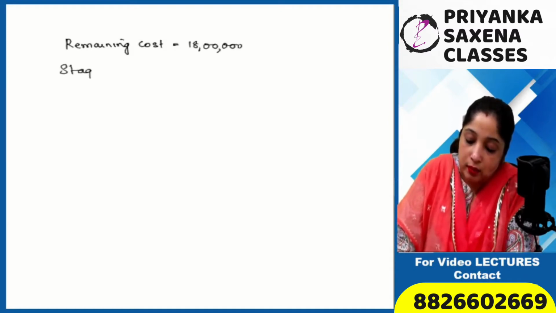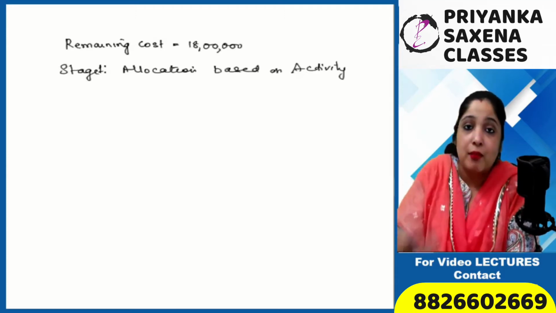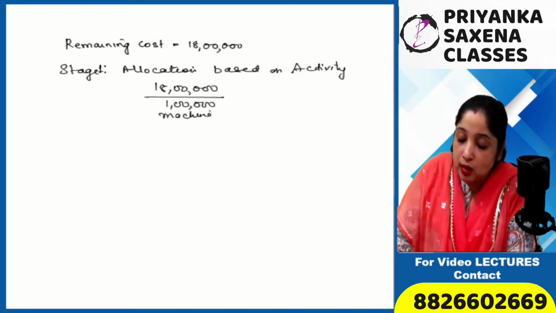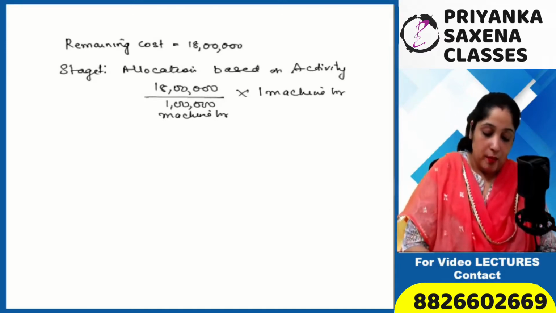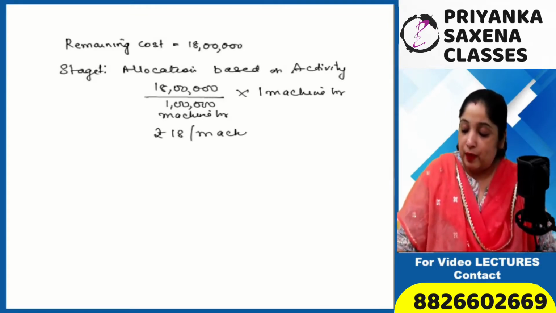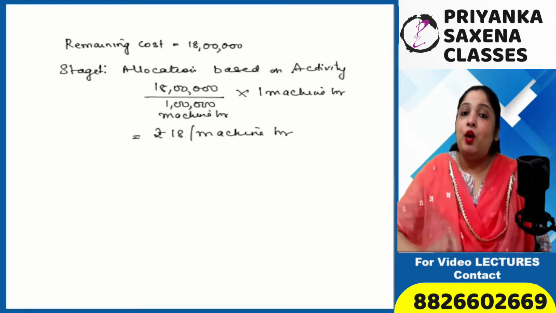Now stage 1, allocation based on activity. This cost is incurred because you are running the machine. So 18 lakh is attributable to 1 lakh machine hours. You run the machine, you incur cost. So how much is the cost for 1 machine hour? 18 lakh divided by 1 lakh gives rupees 18 per machine hour. So 18 rupees is spent on the activity of running the machine.